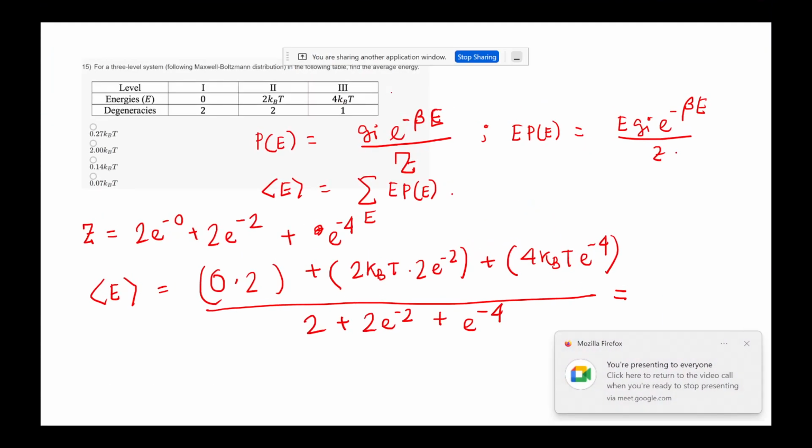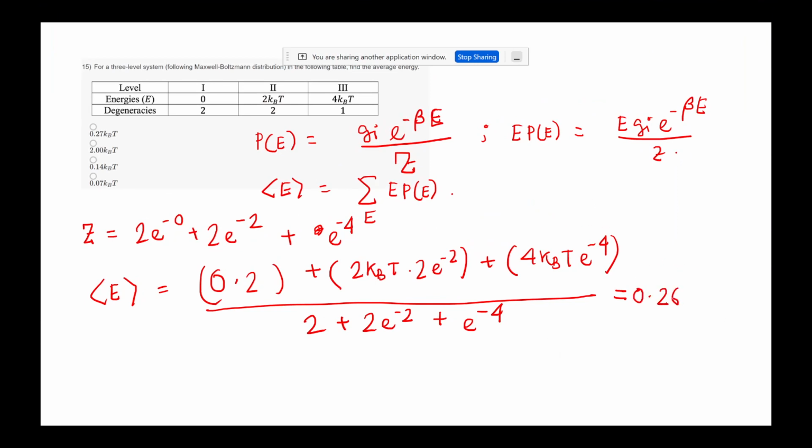Okay, so I have done the calculations. It comes to 0.268 kBT. So this is the right answer approximately.